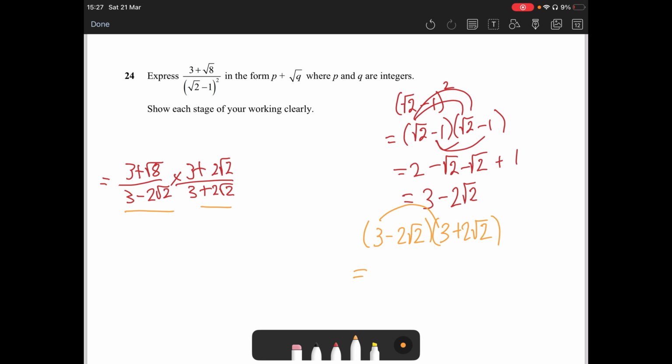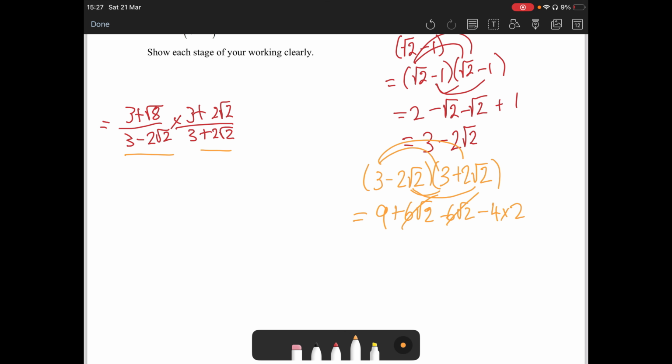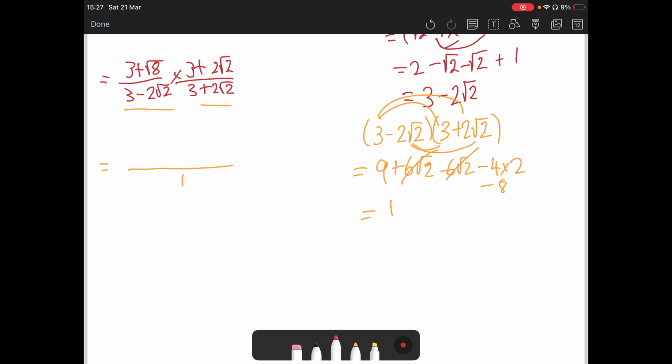So double brackets, 3 threes are 9. That is plus 6 root 2. This is minus 6 root 2. And the last one, this is a tricky one, minus 2 twos are 4. But then root 2 times root 2 is 2. Your plus 6 root 2 and minus 6 root 2 cancel out. 4 twos are 8, so minus 8. So this is nice. It gives you 1. 1 is on the denominator. That's nice. There are no fractions anymore. So actually, all we've got to do now is deal with the top, which is 3 plus root 8 on the numerator.